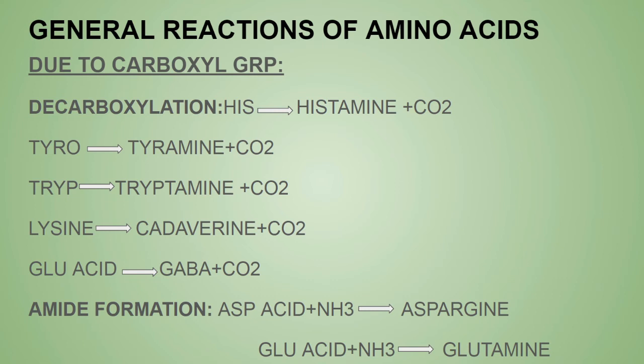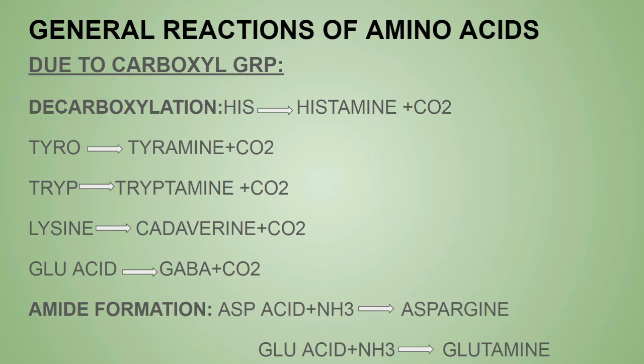So examples are, first of all, decarboxylation. Histidine is converted into histamine and CO2. Tyrosine is converted to tyramine plus CO2. Tryptophan to tryptamine plus CO2. Lysine to cadaverine plus CO2. Cadaverine is the amine name of lysine. And glutamic acid into GABA plus CO2. GABA means gamma aminobutyric acid. I told you before, GABA is mainly used for the clotting process.